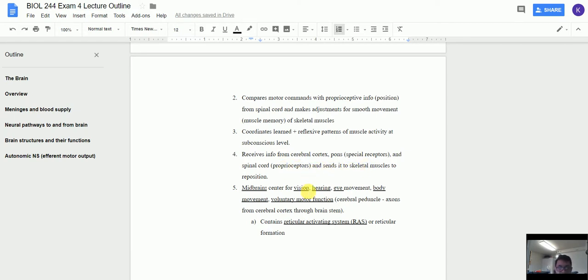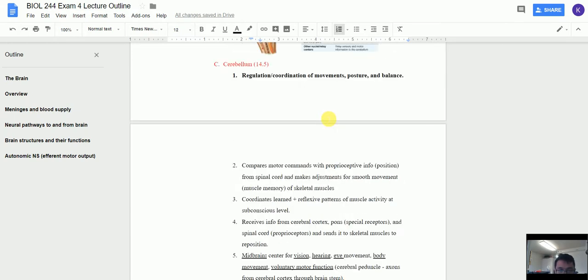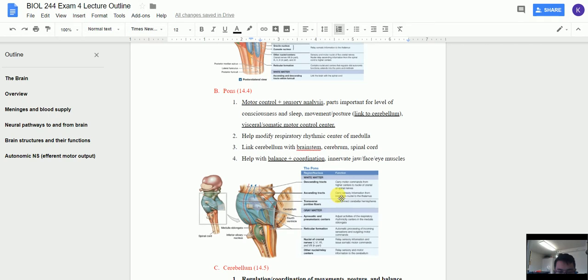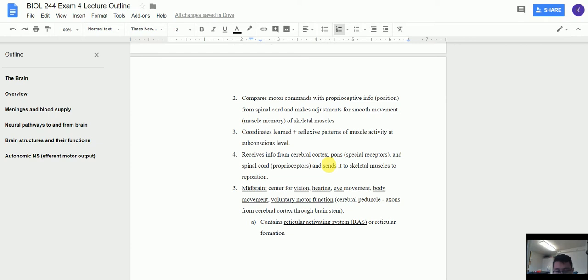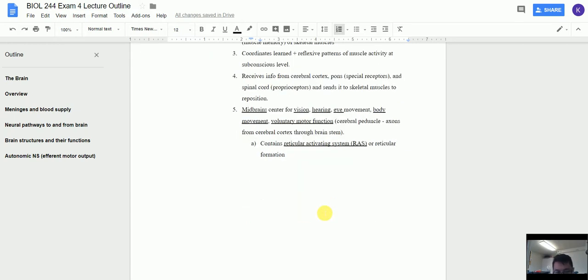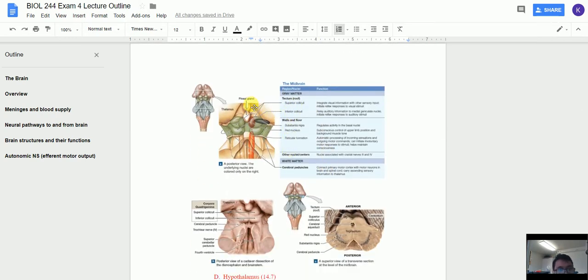to reposition. Your midbrain is the center for vision, hearing, eye movement, body movement, voluntary motor function, cerebral peduncles, and it also contains the reticular activating system, RAS, or reticular formation. Here's a bit of a picture of the midbrain. You can see the pineal gland, which secretes endocrine hormones there. There's a reticular formation right there, and the thalamus.